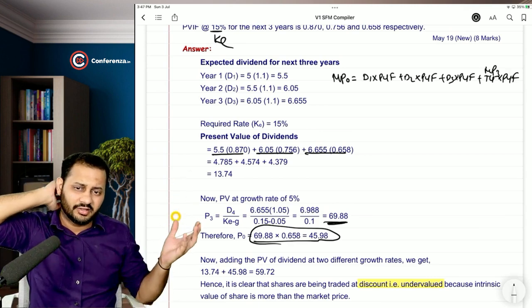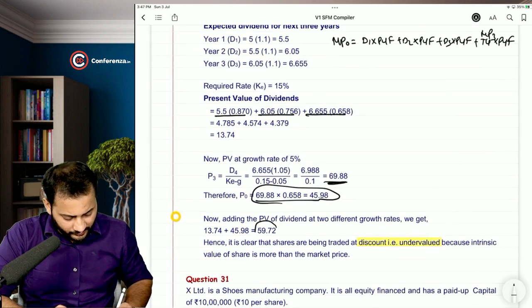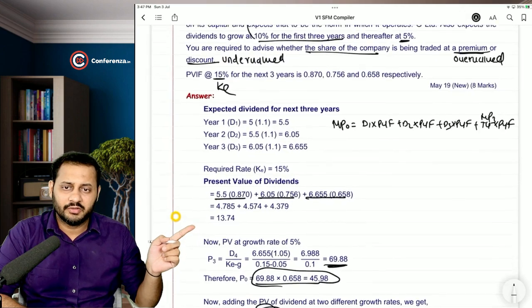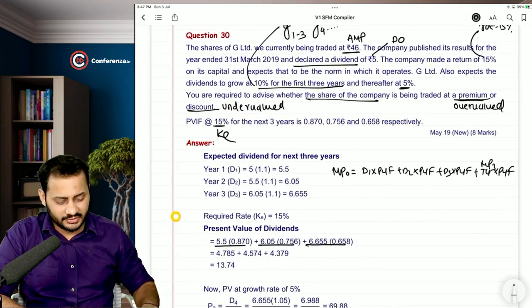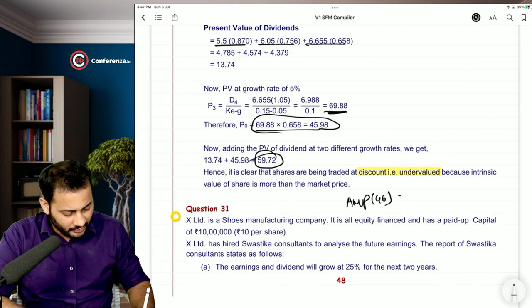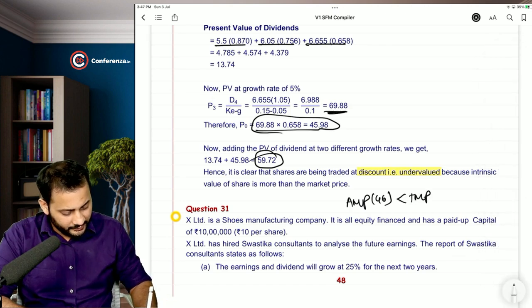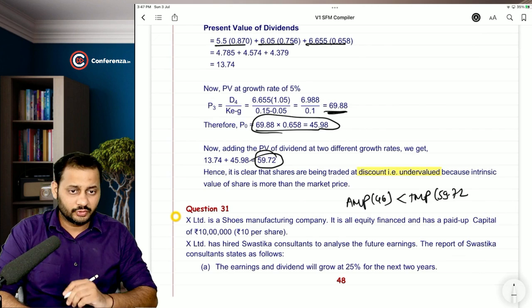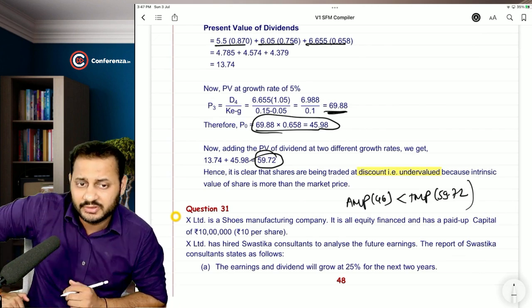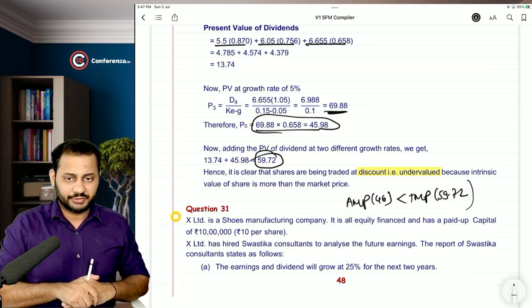Now why are you creating all this mess here? You will reach the value of 59.72. So if the theoretical price is 59.72 and the actual market price is 46, according to our theory it should have been 59.72. Instead of 60 rupees, this share is selling in the market at 46 only. That means it is trading at a discount, undervalued. We should buy it. Very easy question.